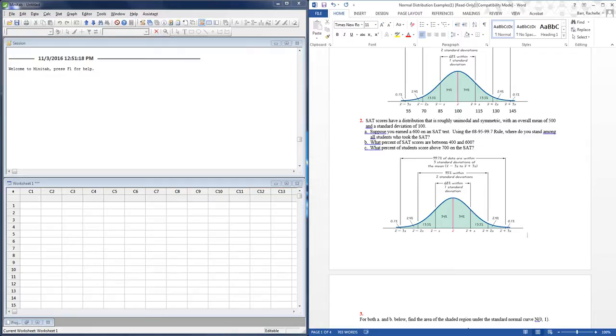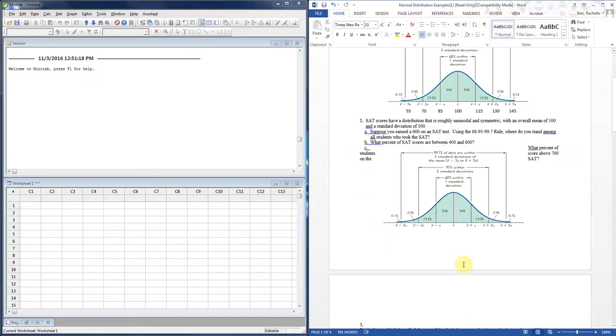So the center is 500, and then going up every 100. Our center is 500, which means 1 standard deviation up will be 600, and then 2 standard deviations up will be 700, and then 3 will be 800. And if we do the lower end scores, that will be 400, 300, and last but not least, 200.